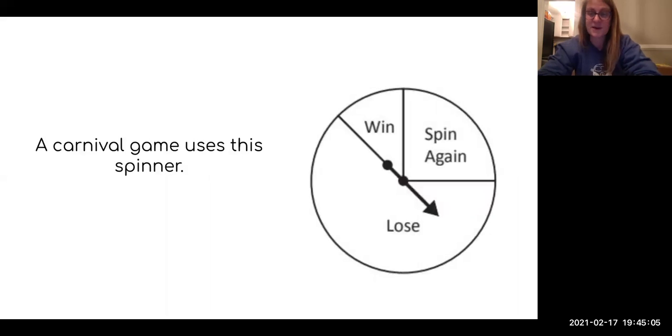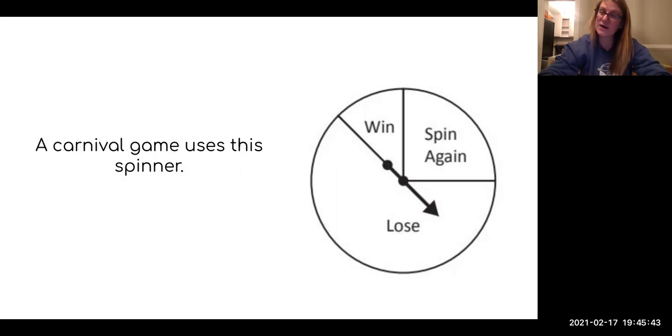Here's our next spinner. A carnival game might use this spinner. What's different about this spinner than our first spinner? In this spinner, there are 3 possible outcomes. Are all 3 of these outcomes equal sizes? Is it the same chance that we would get each of these outcomes? No, because they're all different sizes.